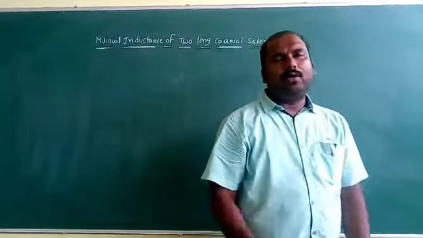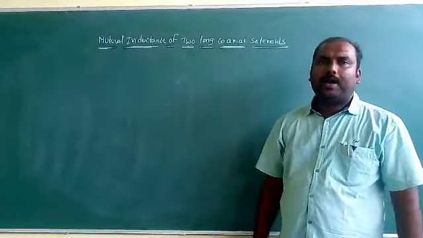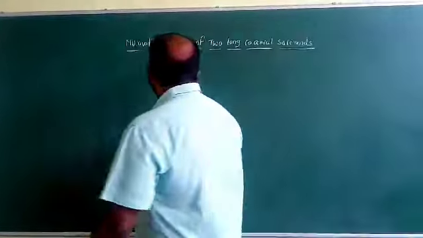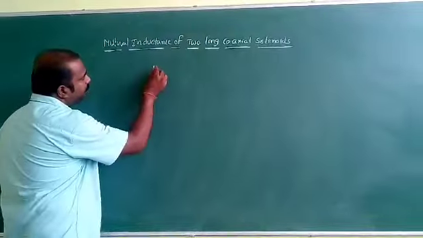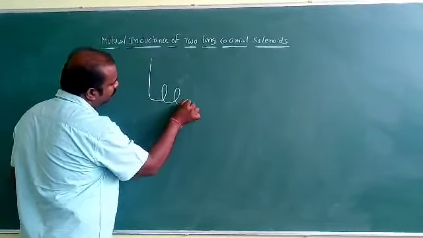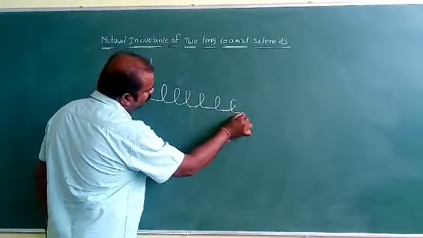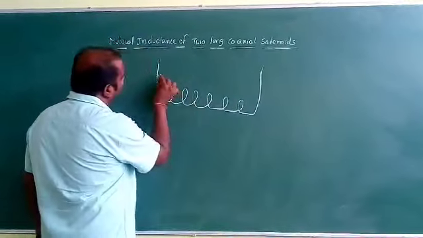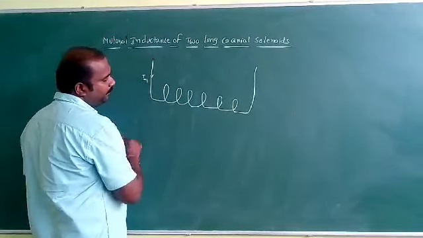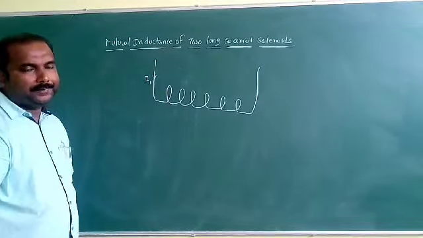If two long coaxial solenoids are placed one above the other, how can you find the mutual inductance? Now here, how you have to find it? See, this is the first solenoid. In this one, current I1 is passing. Its length is L, its area is A.